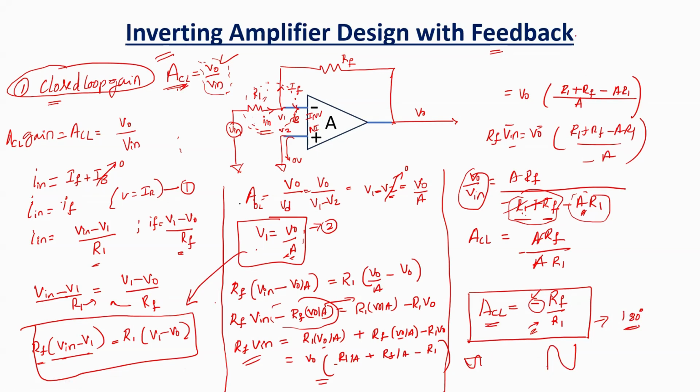In the non-inverting amplifier, when we did that, the gain was ACL is equal to 1 plus RF divided by R1. So this was the non-inverting closed loop gain, but there was no minus there. But when we come to the closed loop gain for the inverting amplifier, you can see the minus sign.